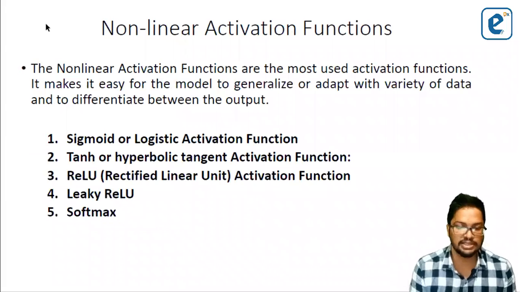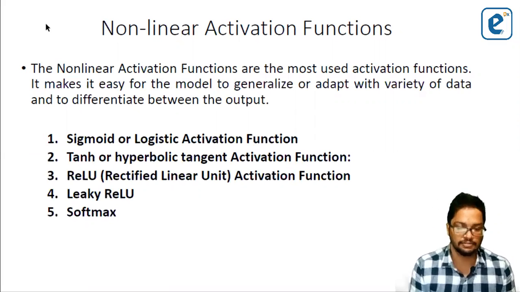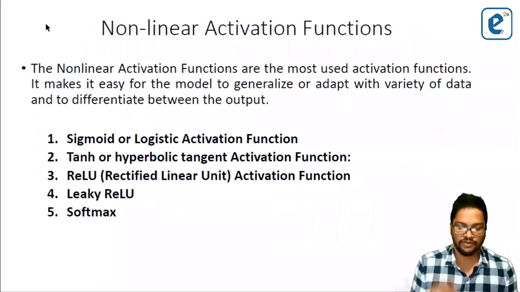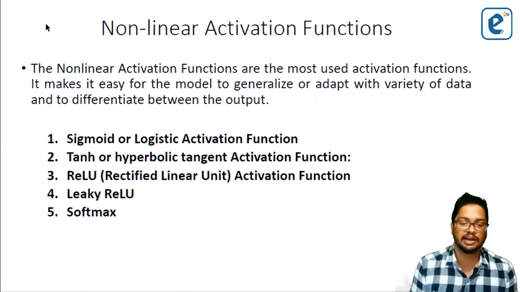Then we move on to the second type, nonlinear activation functions. Under this we are going to find sigmoid, tanh, ReLU, Leaky ReLU and softmax. These are not the only activation functions under nonlinear activation functions. We have more, and some are not mentioned here, but we will discuss the main types. These five will be discussed here, but keep in mind that there are several other activation functions, adapted from these.